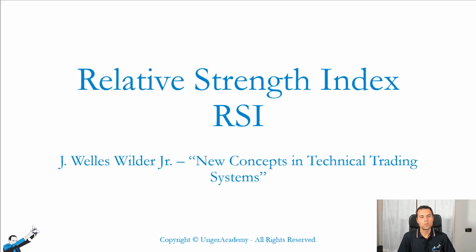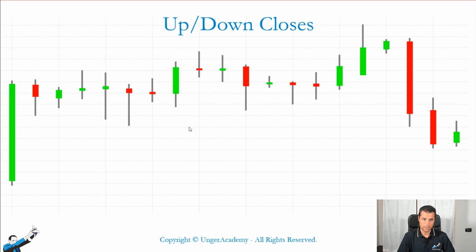Now, let's take a look at the process of calculating this oscillator. First of all, I'd like to point out that, like the ADX, this oscillator was also made by Wilder Welles in the late 70s, and it was presented for the first time in the book called New Concepts in Technical Trading Systems. The first concept we need to build this oscillator is the concept of up and down close.